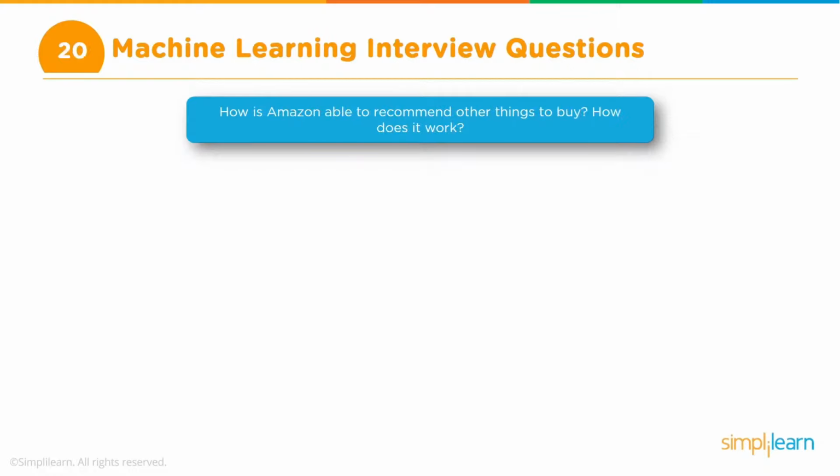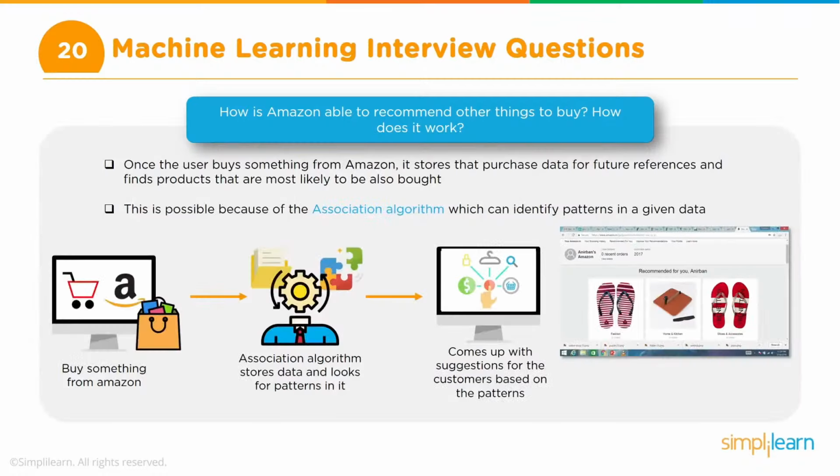Then the questions may be around the application of machine learning, and this question is specifically around how Amazon is able to recommend other things to buy. So this is around the recommendation engine. How does the recommendation engine work? That is what the question is all about. The recommendation engine again works based on various inputs that are provided.